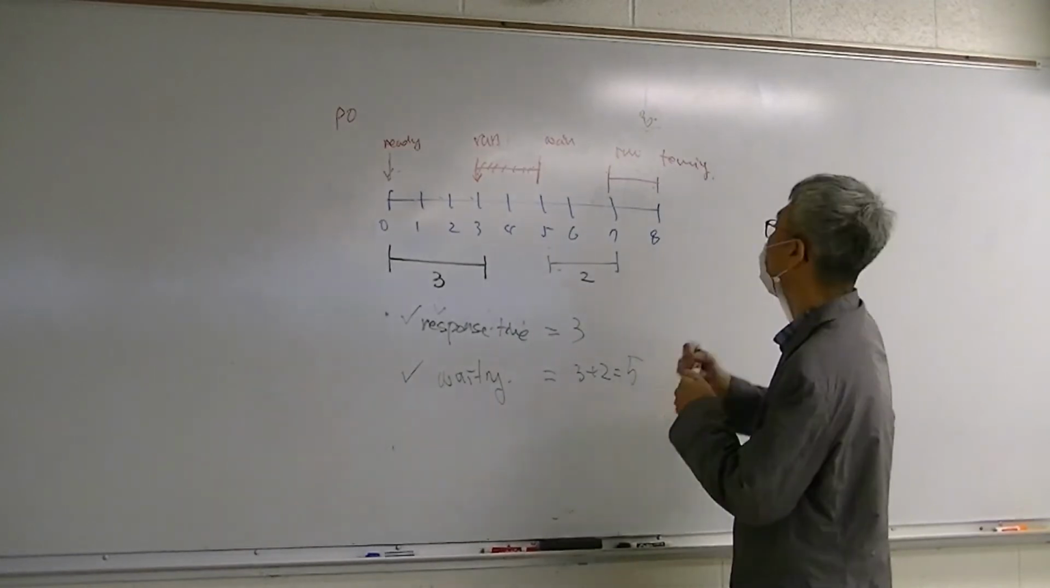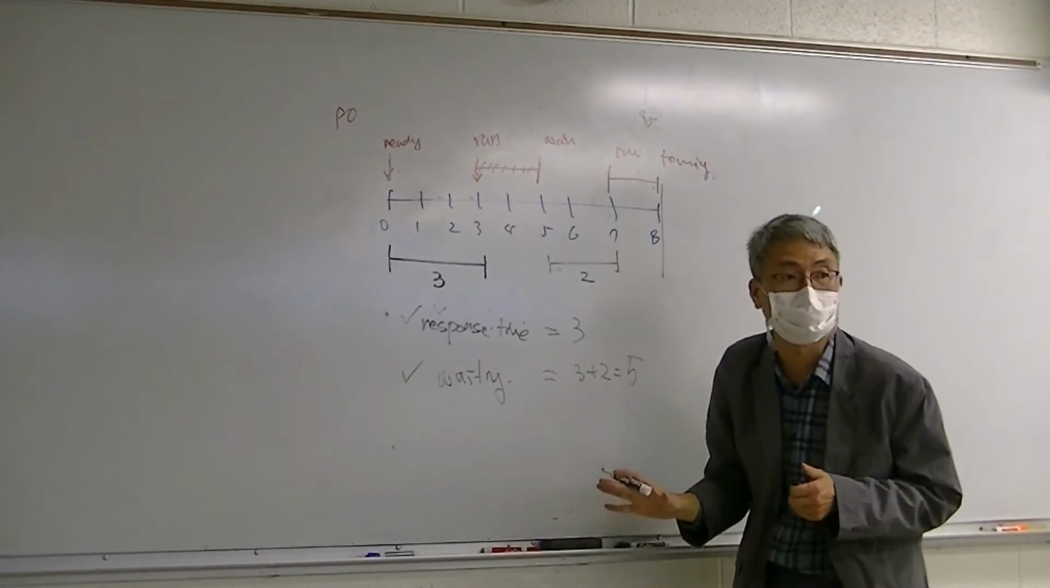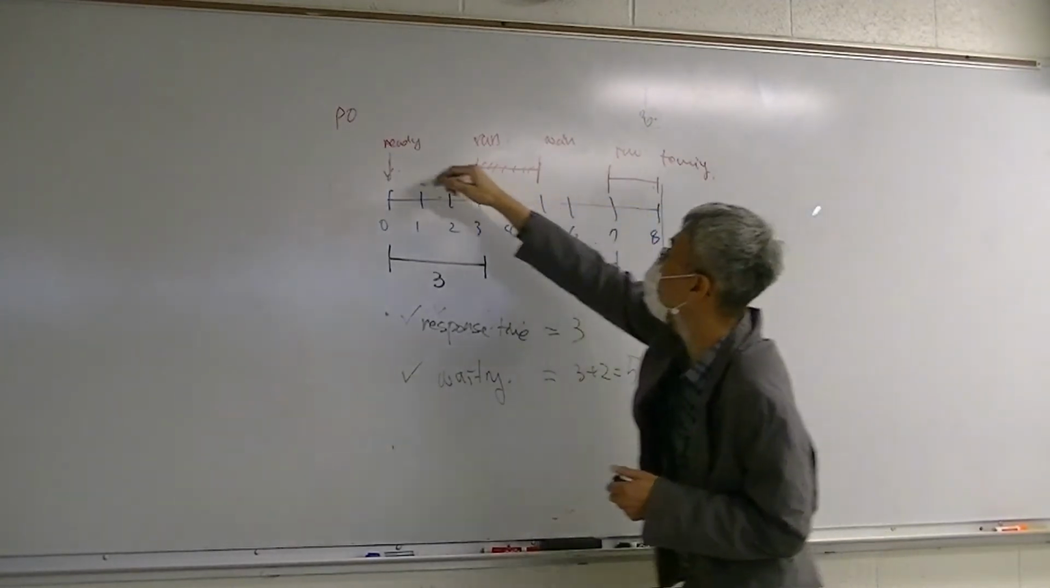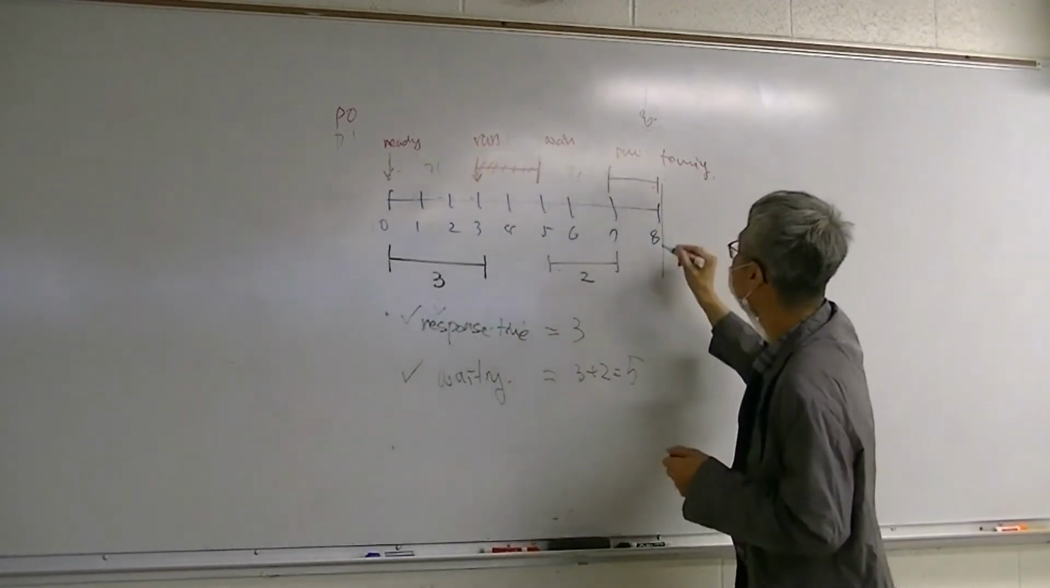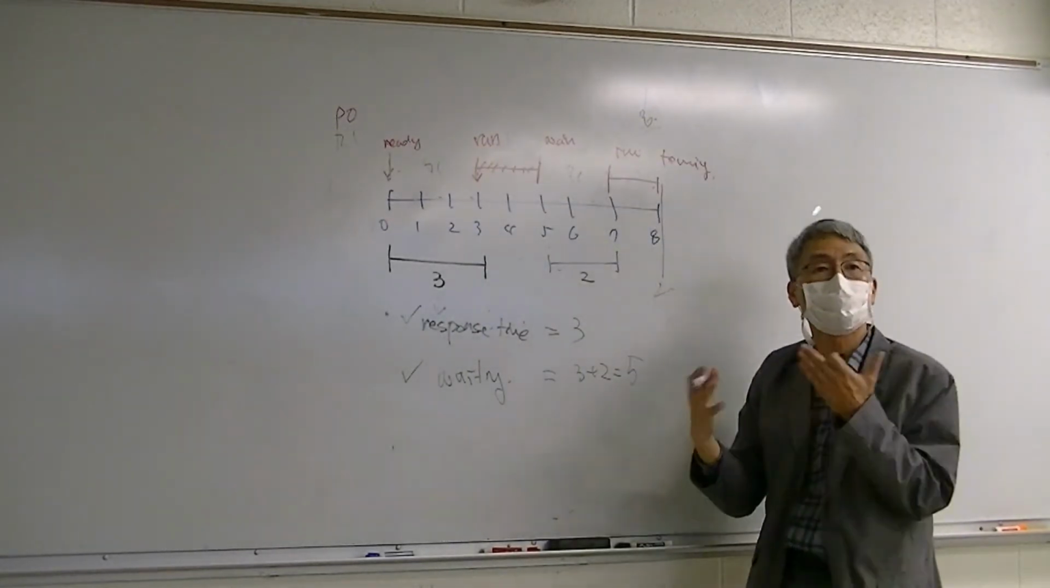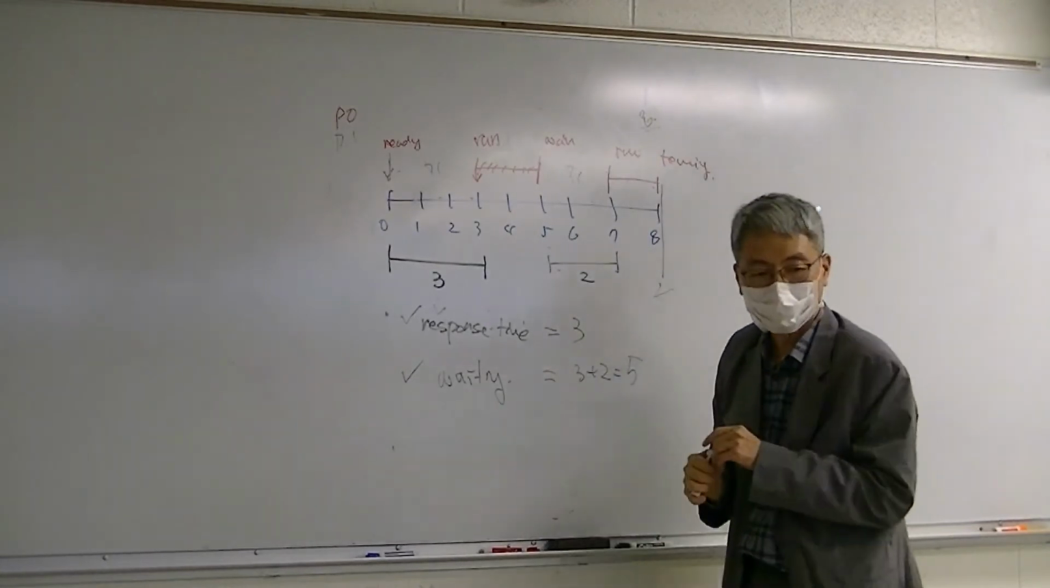And throughput is how many processes are completed until this time. In this case, only 1. If there is another process, P1, and P1 is terminated, then it is 2. Throughput is the number of processes completed. Okay?